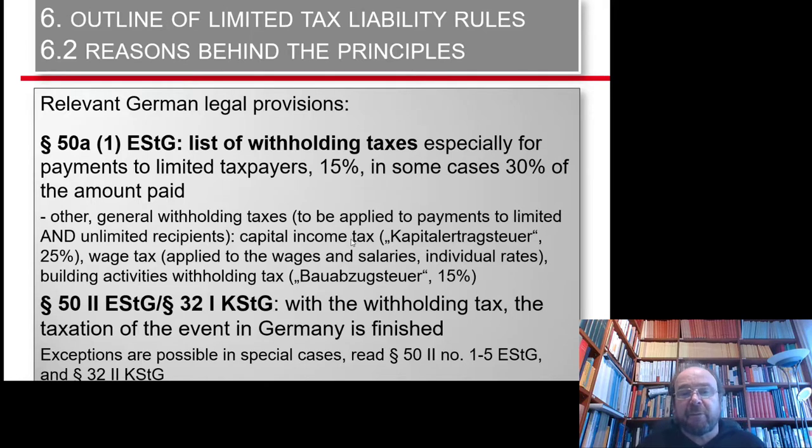The German term would be Bauabzugssteuer. It's 15% of the gross amount of the payment. So the net amount which you have to pay plus the VAT which comes on top or is included, and from this you have to calculate 15% and have to withhold that and transfer that amount to the fiscal authorities.